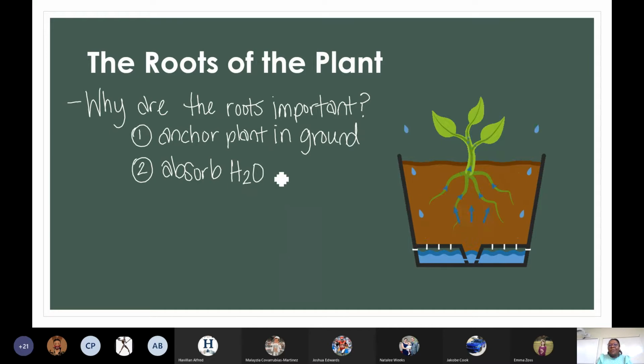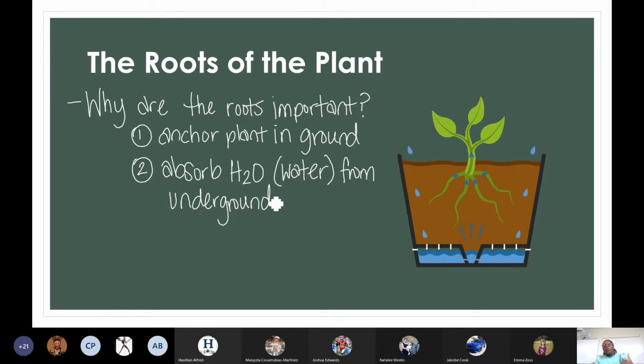Notice the chemical symbol Ms. Neville is using there. H2O is the chemical symbol for water. They absorb water from underground. So our roots are important. Please go ahead and take some time to finish writing down these notes and drawing this picture. You might want to use colors to make your notes more attractive and easy to study.